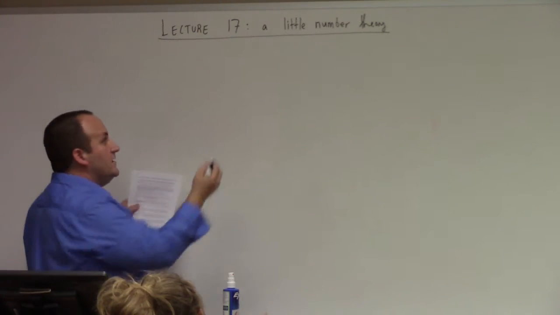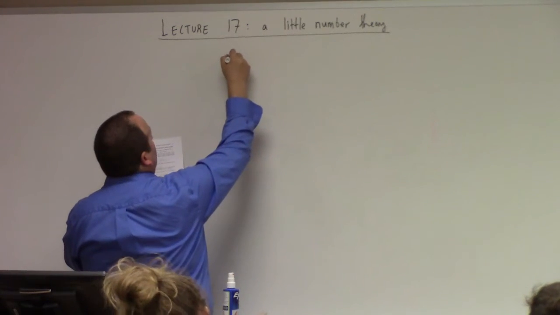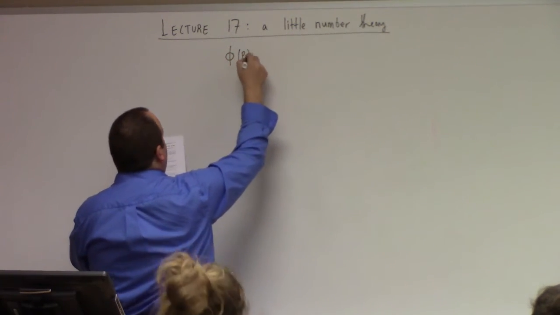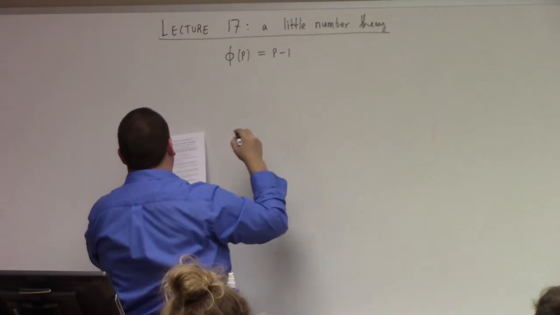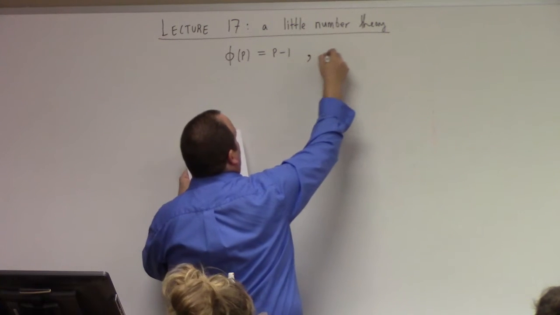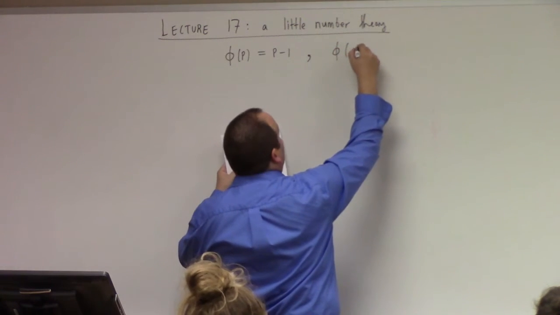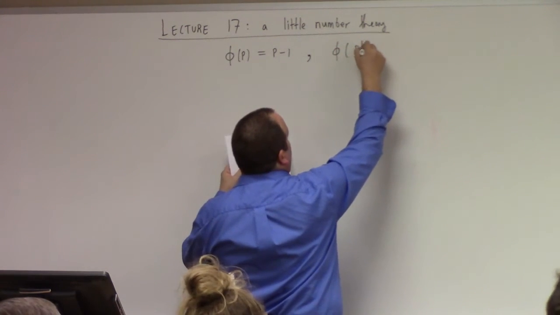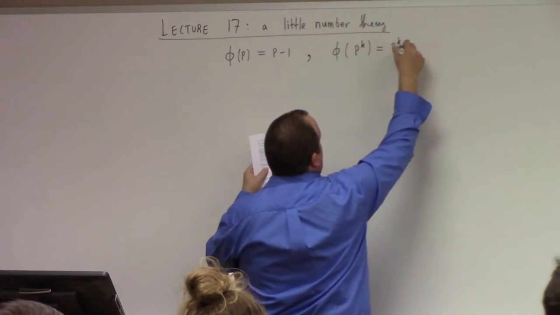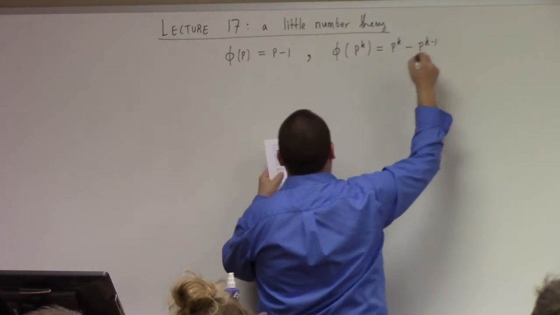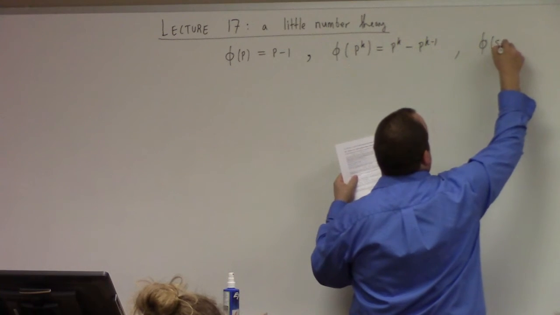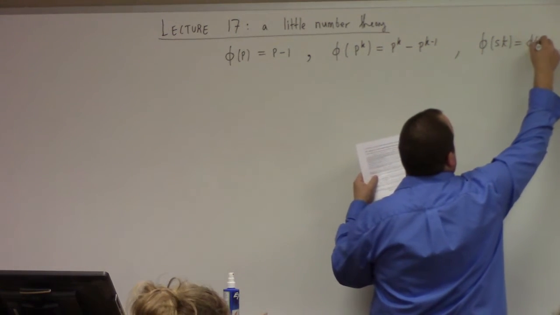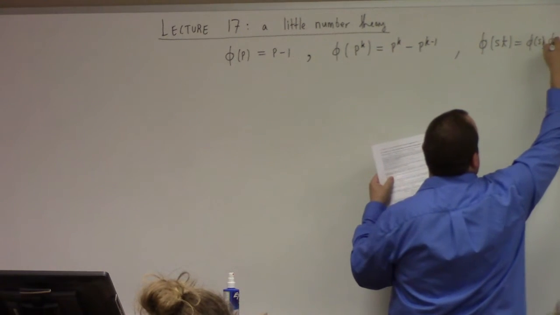We have been using, without proof, a few things in here, right? One of them is that the Euler phi function of a prime is p minus 1. We have also been using, without proof, that the Euler phi function of p to the power k is p to the k minus p to the k minus 1. And that the Euler phi function of relatively prime s and t is the Euler phi function of s times the Euler phi function of t.